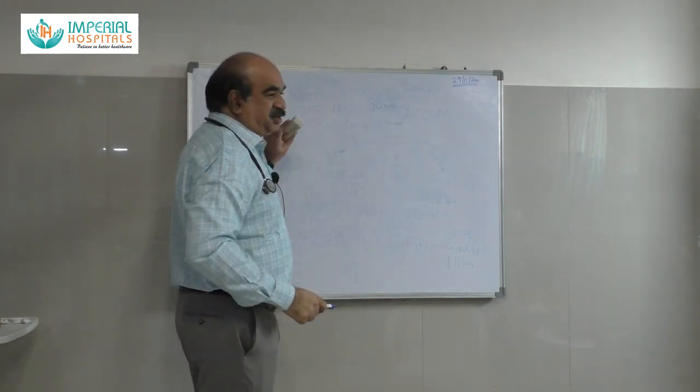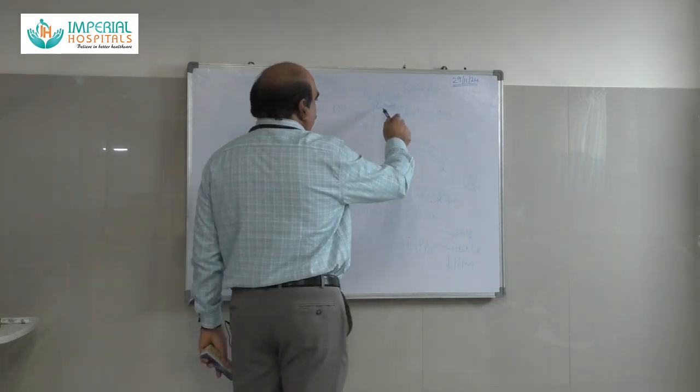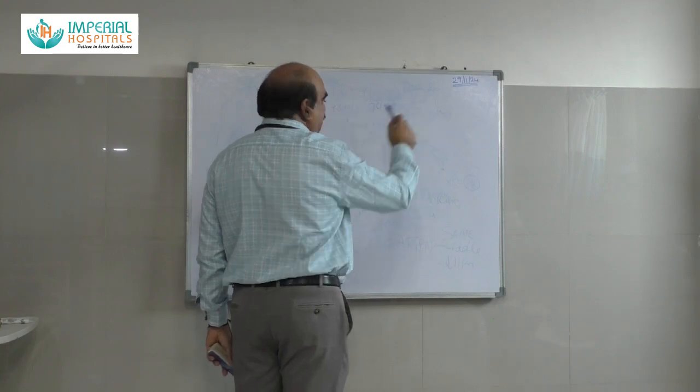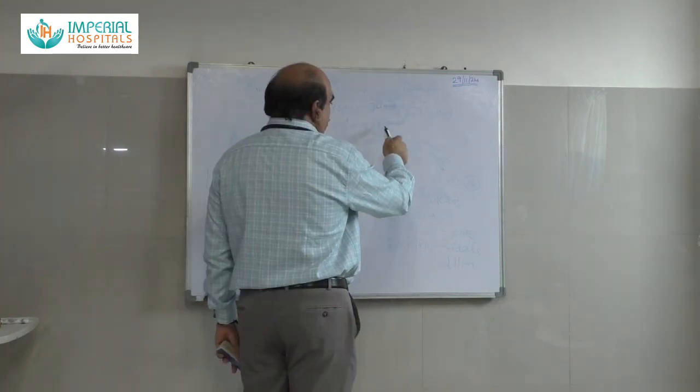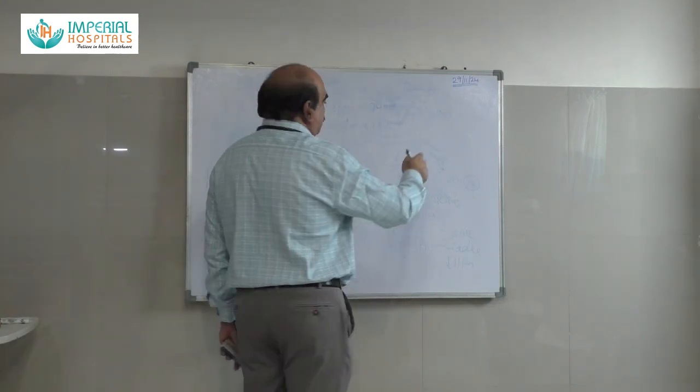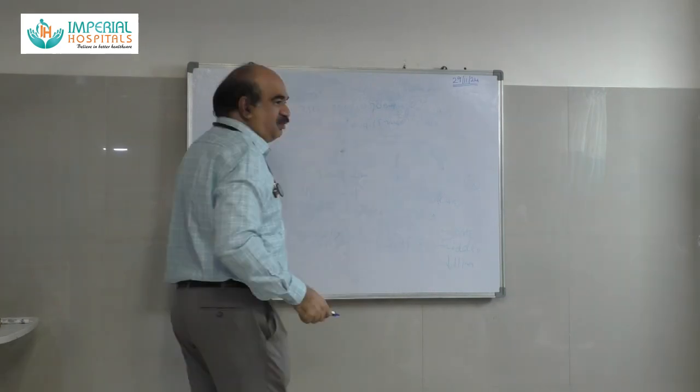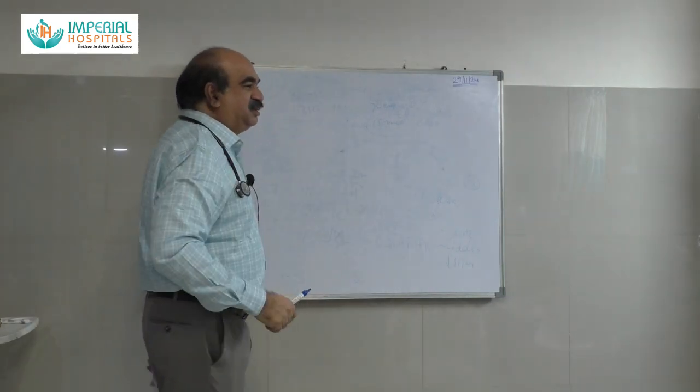Total body store is 3,500 milliequivalents. Extracellular fluid, 70 milliequivalents, means 2% of the total body store. In serum, it is 15 milliequivalents. That is the total value. 15 milliequivalents means 0.4%. Only 0.4% will be in the serum.